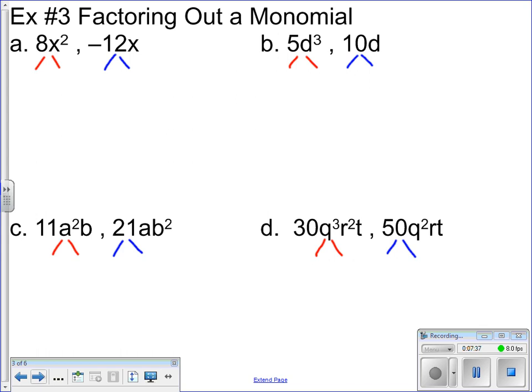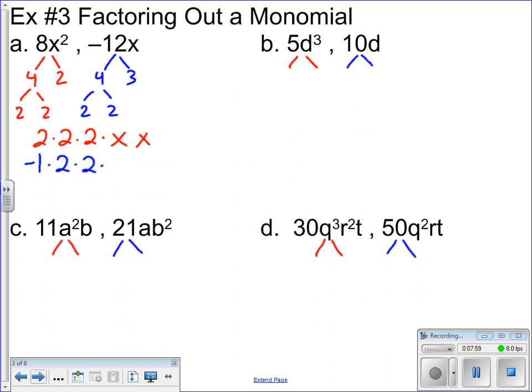Okay. 8, 4 and 2, 2 and 2. 12, 4 and 3, 2 and 2. 2, 2, 2, x, x. Don't forget about the negative sign. 2, 2, 3, x. GCF, 2, 2, x. 4x.